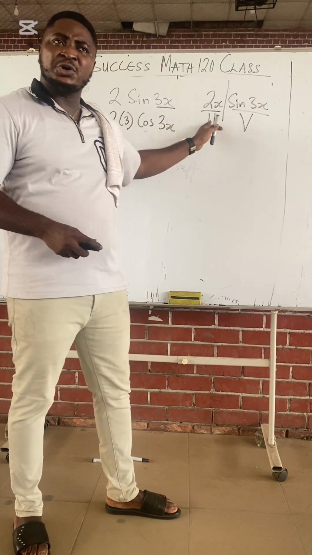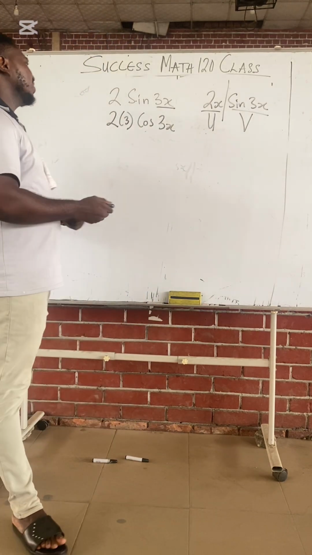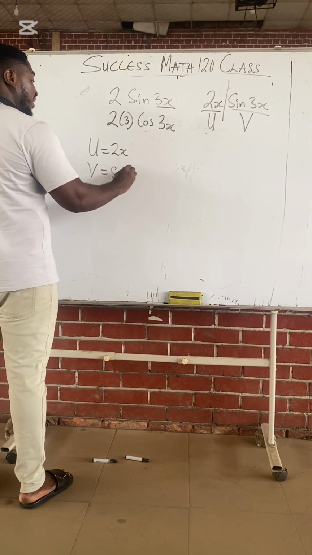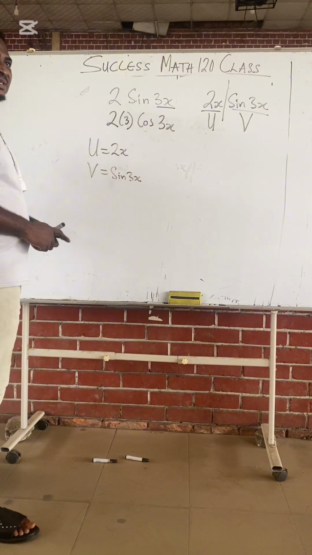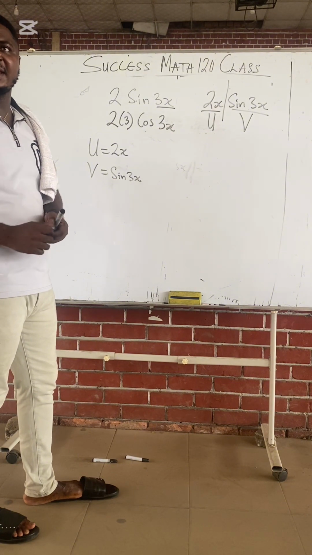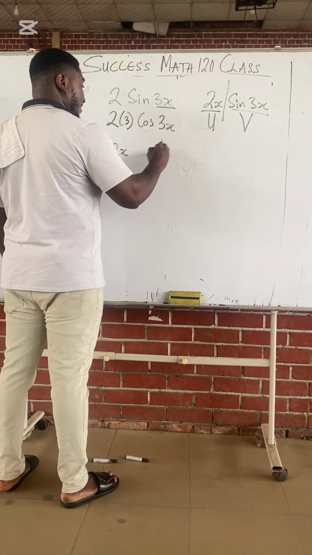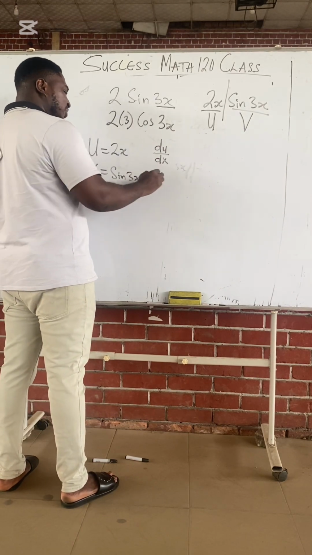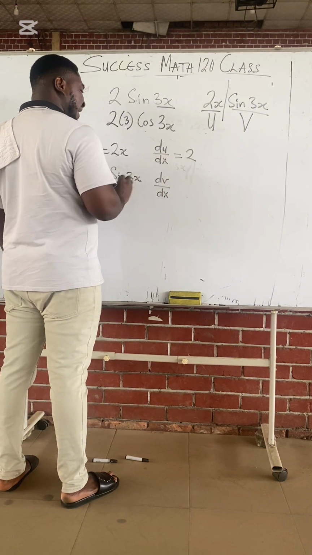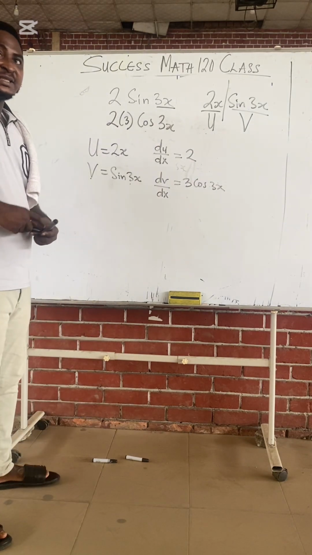In this aspect, you're going to use product rule. Call the first person u, call the second person v, so that u equals 2x and v equals sine 3x. Class, differentiate u with respect to x, we are going to have du/dx. And differentiate v with respect to x, you're going to have dv/dx. Differentiate 2x, what do you have? 2. Sine 3x, 3 cos 3x. You know I got it right? Everybody understands it, good.